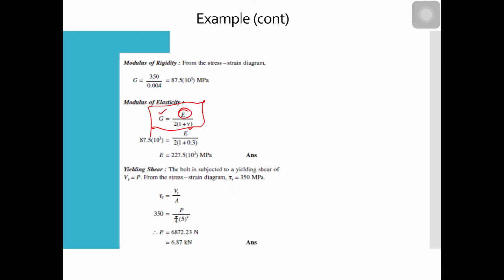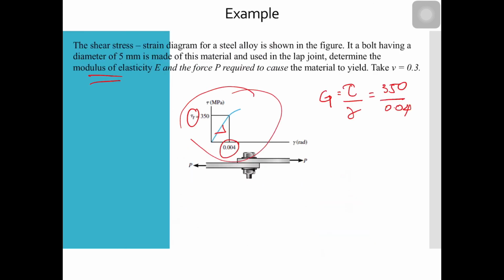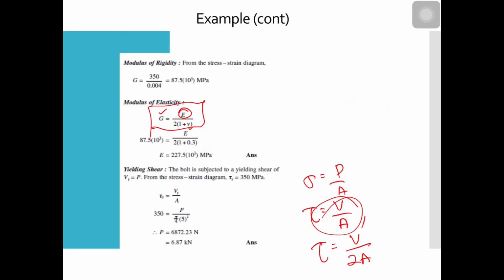Same as before, remember sigma is P over A, tau is V over A. Just use this equation. You have tau 350 equals force over the area, so you get this. What is your force? If this is double shear, you just use this equation 2A. This is for single shear. Look at this bolt, this is your single shear. Okay, I think that's all.